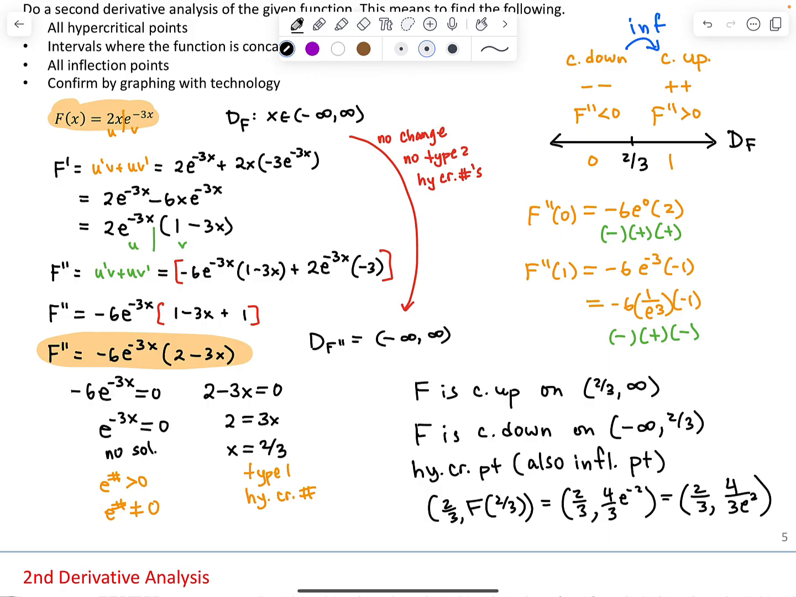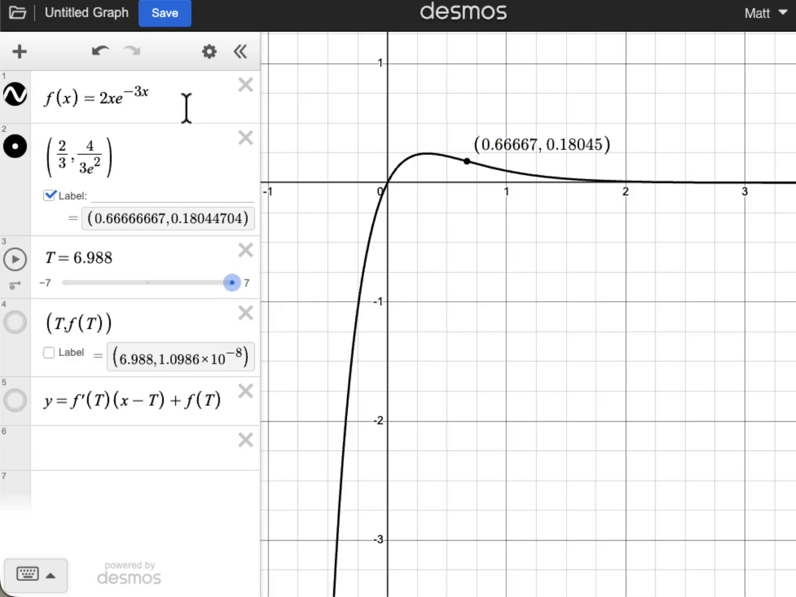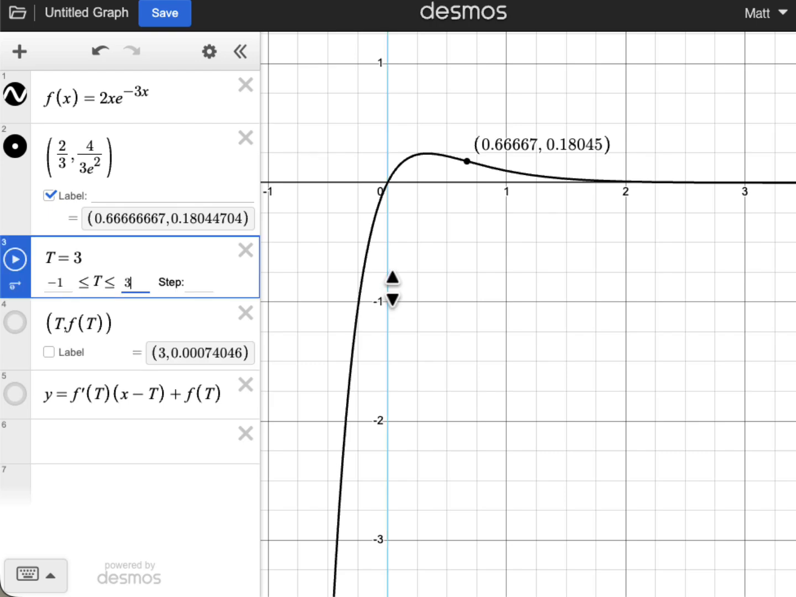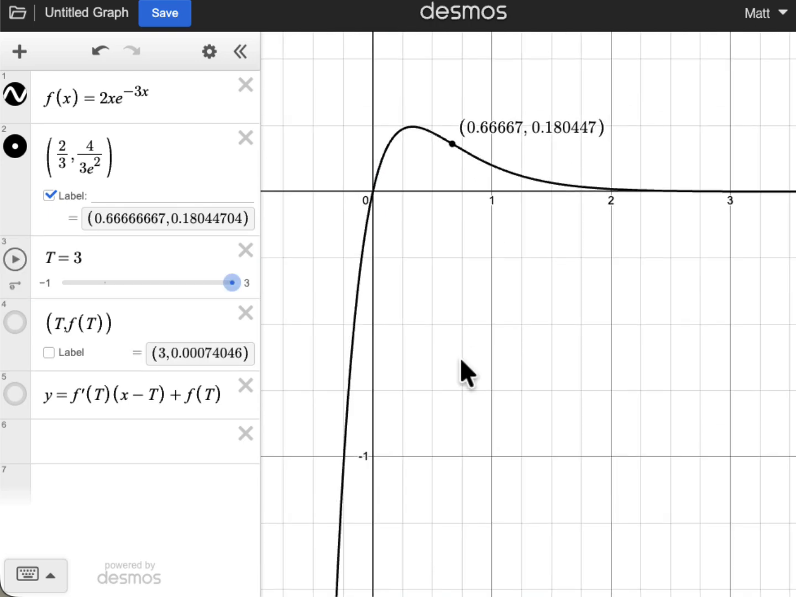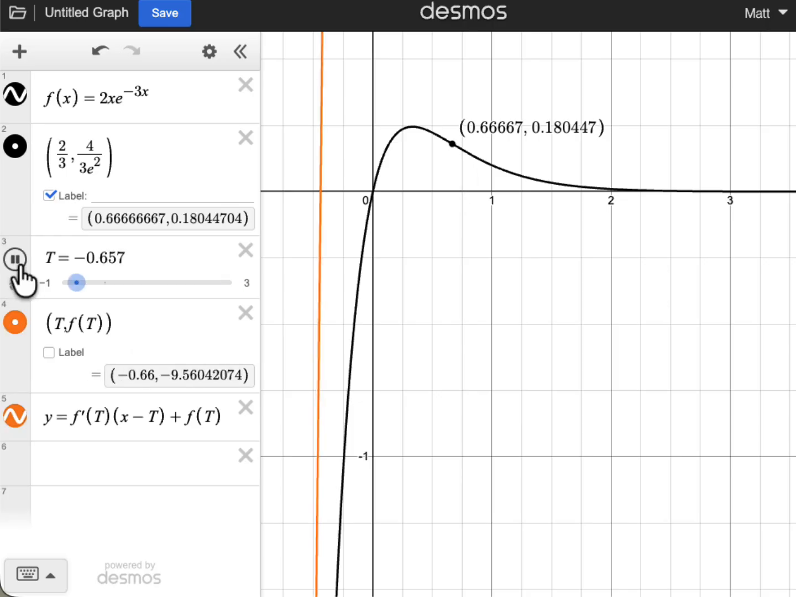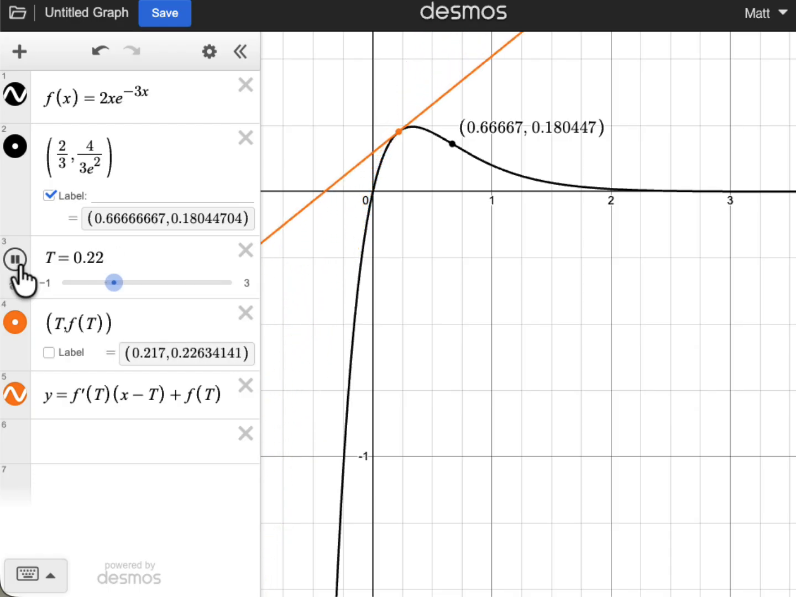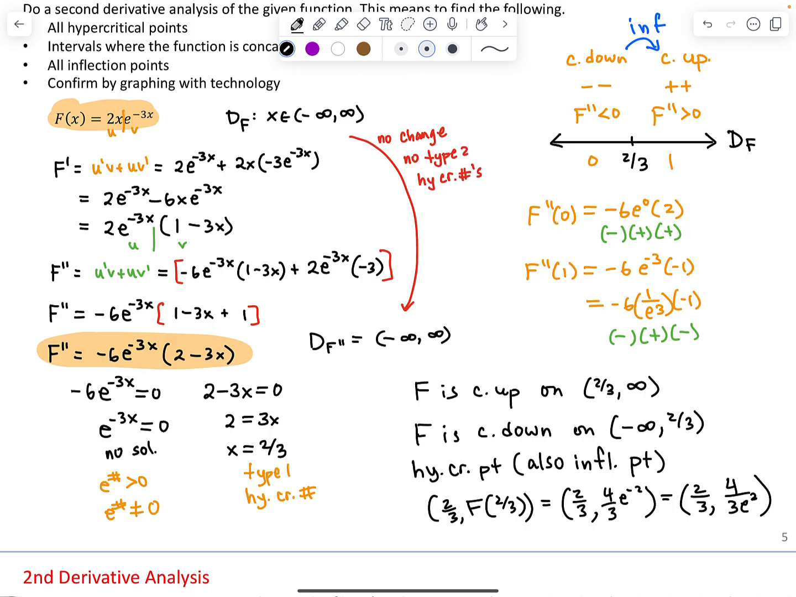Let's confirm with technology. I changed the function, plugged in our point, zoomed in a bit. Let me change my y scale as well, making it slightly easier to see that we have inflection at this hypercritical point. We can see that the slopes of the tangent lines are decreasing until we get to the inflection, and then the slopes are increasing, approaching 0 as we follow a horizontal asymptote. So concave down until the inflection point, and then switching to concave up. Now moving on to the last page.